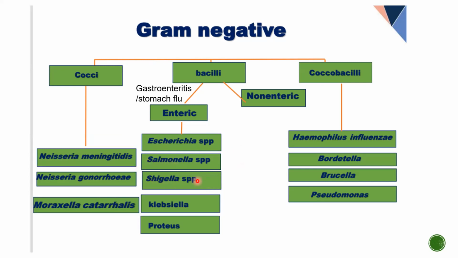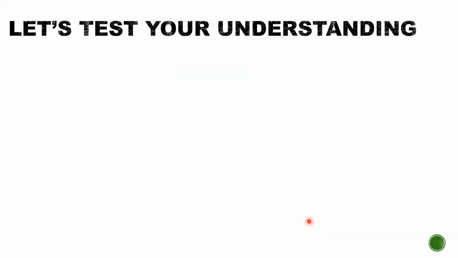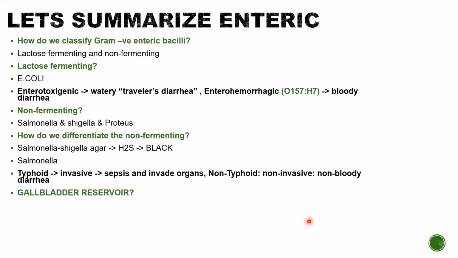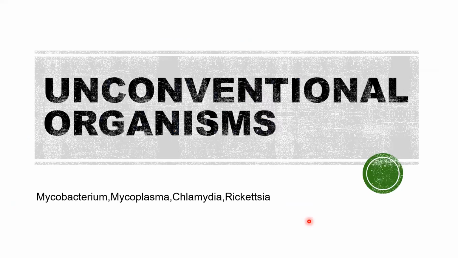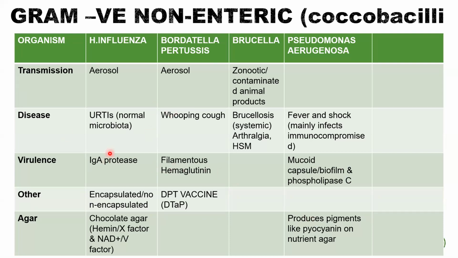For Shigella, we mentioned that it starts as watery diarrhea, then it evolves into dysentery, which is bloody diarrhea. So it starts as non-invasive and continues as invasive, and it does that through the Shiga toxin. For Proteus, we said we need to remember that it's urease positive and it causes kidney stones. Then we moved on to the non-enteric, which are these four, and we mentioned the main virulence factors and the diseases they cause. Now I have more questions at the end for this.